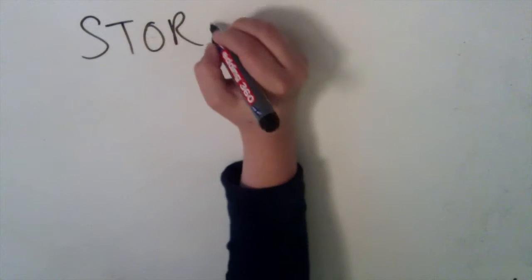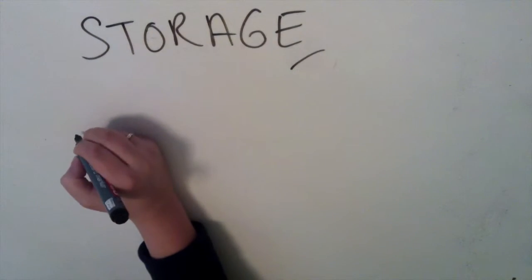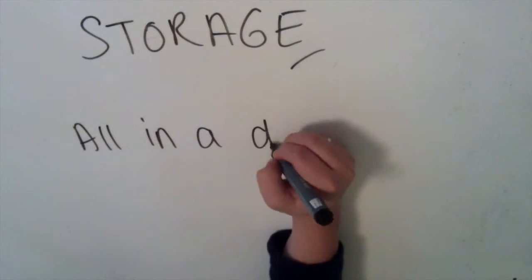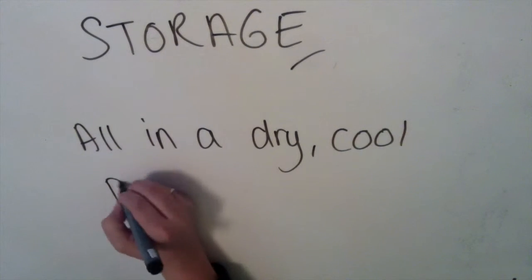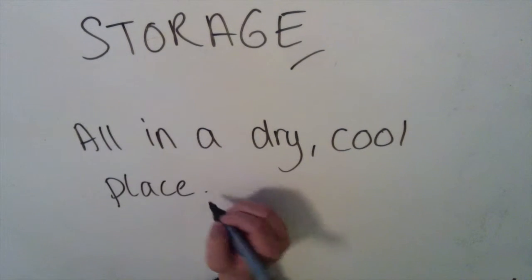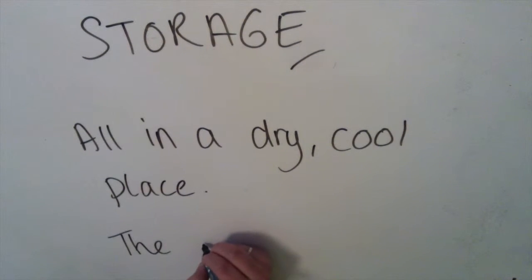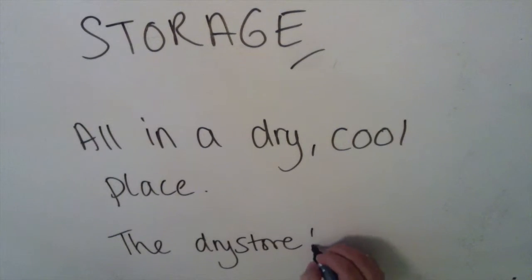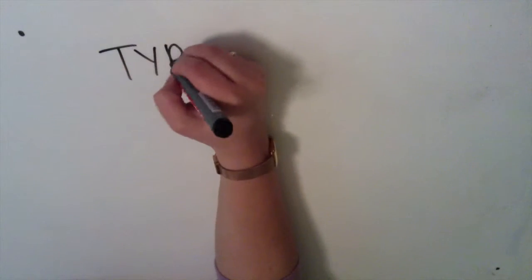So to start with, we're going to talk about the storage of fruits and vegetables. Fruits and vegetables, no matter the type, should all be stored in a dry, cool place. At home this is going to be like a cupboard. In my classroom it's kind of like the cupboard by my desk. But remember, this GCSE is about thinking like a chef, and the chef would refer to this kind of area as the dry store.